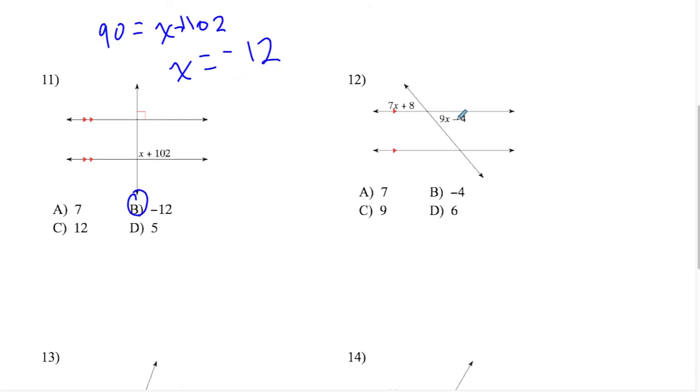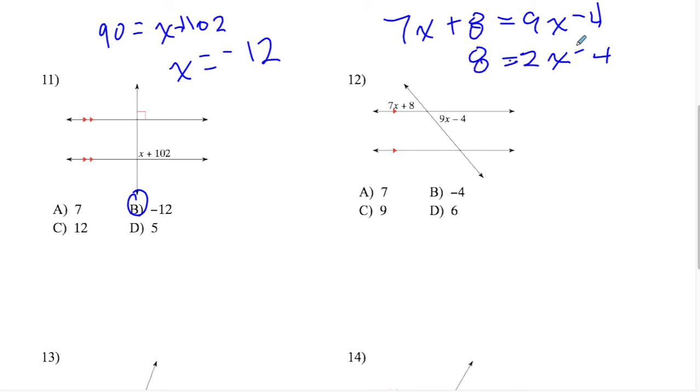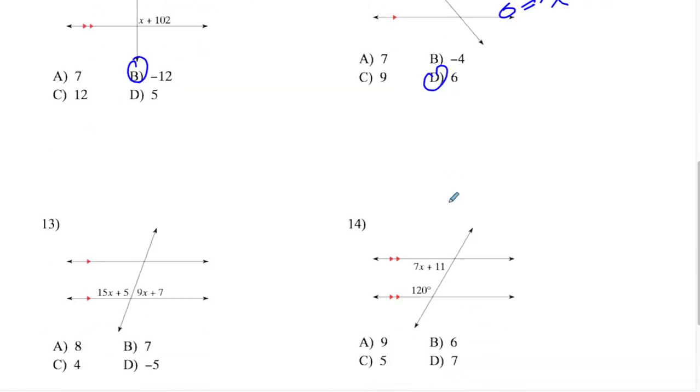Number 12. These are vertical angles. I think we're all really familiar with these, so set them equal to each other. So I have 7x plus 8, set that equal to 9x minus 4. Then I have to subtract 7x from both sides. I get 2x minus 4 is equal to 8. Add 4 to both sides. I get 12 is equal to 2x. Divide both sides by 2. x is equal to 6. Correct answer is D. Number 13.